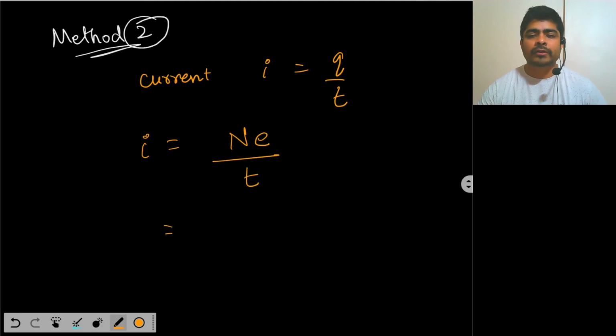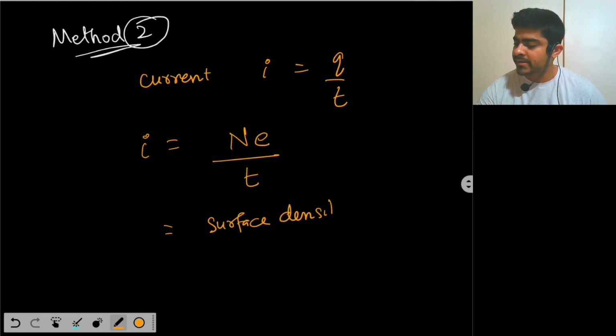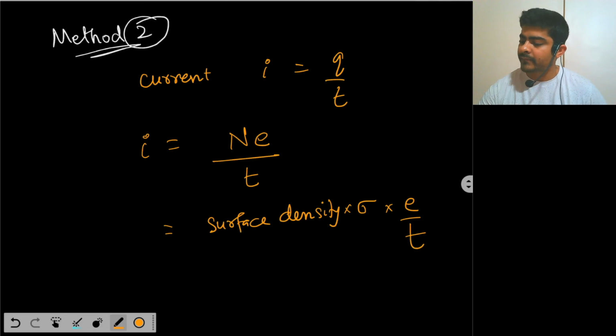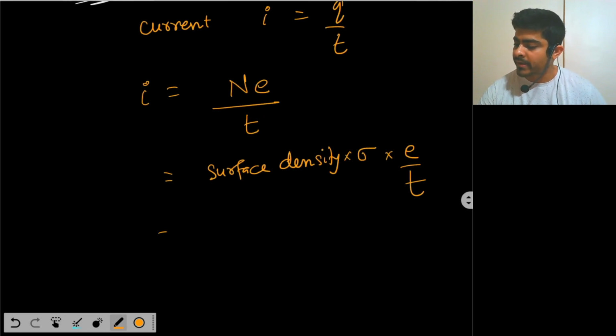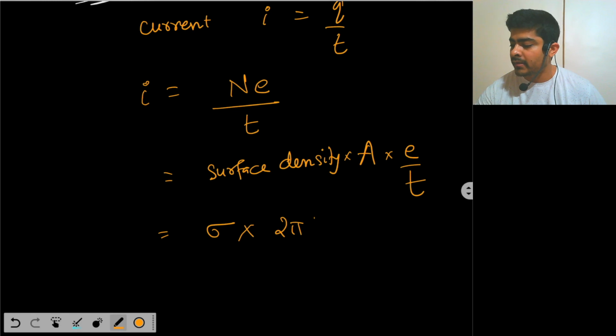Number of electrons will be what? Number of electrons will be surface density. Actually it's exactly the same thing I am doing. Surface density into area, not there, into e by t. Correct? So surface density is sigma, area will be 2 pi r L into e by t.